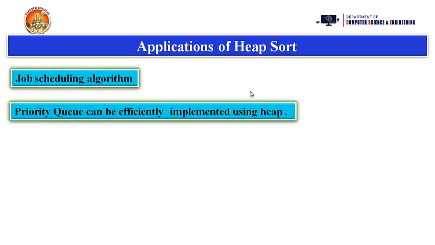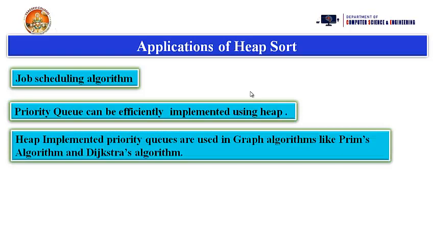So how can we implement the priority queue using a heap tree? We have ascending and descending priority queues. Based on that, we can take the min priority and the max priority heap tree. Heap-implemented priority queues are used in graph algorithms like Prim's algorithm and Dijkstra's algorithm. To find the shortest path, we use Prim's and Dijkstra's algorithms. In that we are using the heap tree technique. So these are the applications of heap sort.